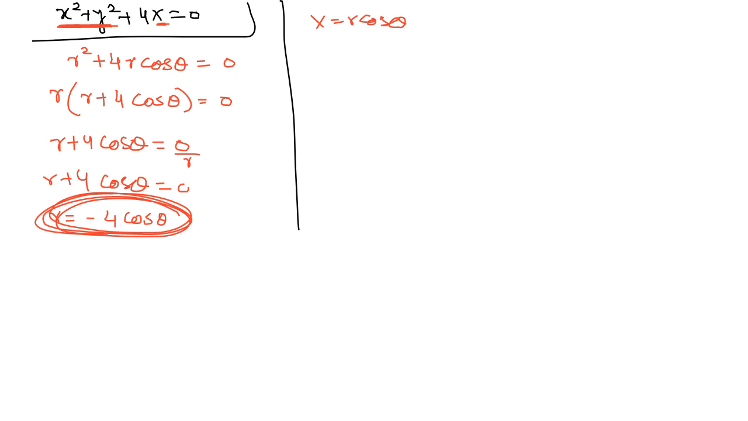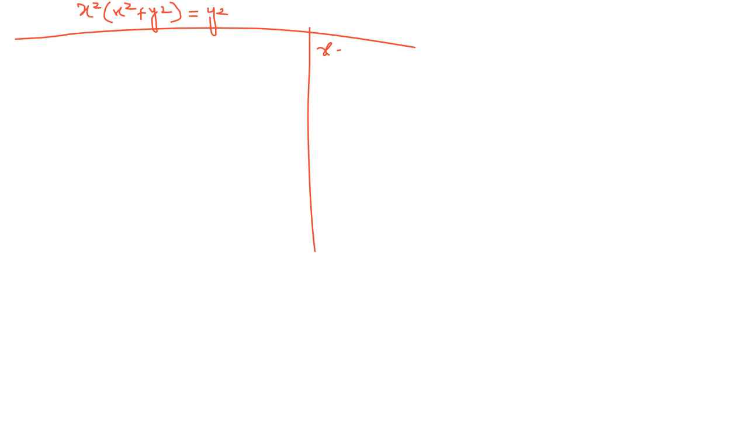But this one is very simple. You just have to put the values. The last one for this is x squared times (x squared plus y squared) is equal to y squared. You have to change this into polar form. First, I will write the formulas.